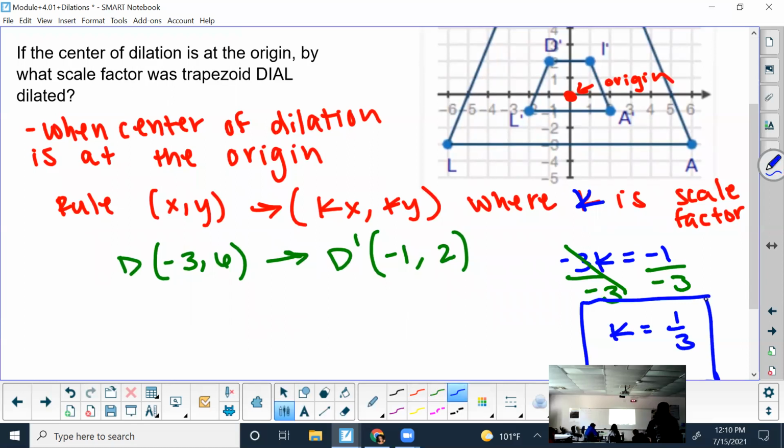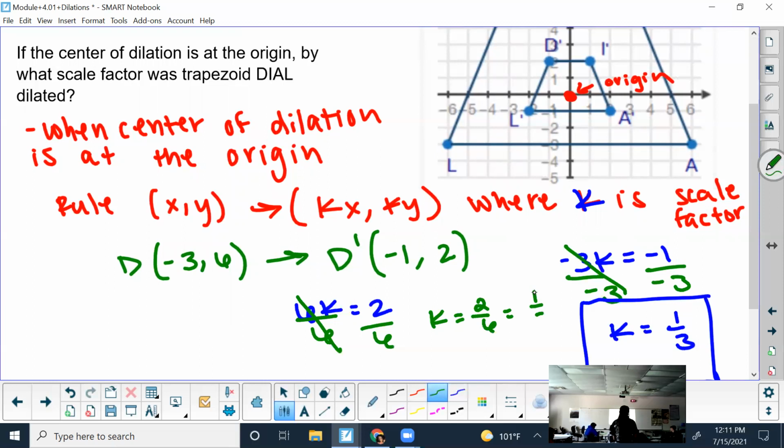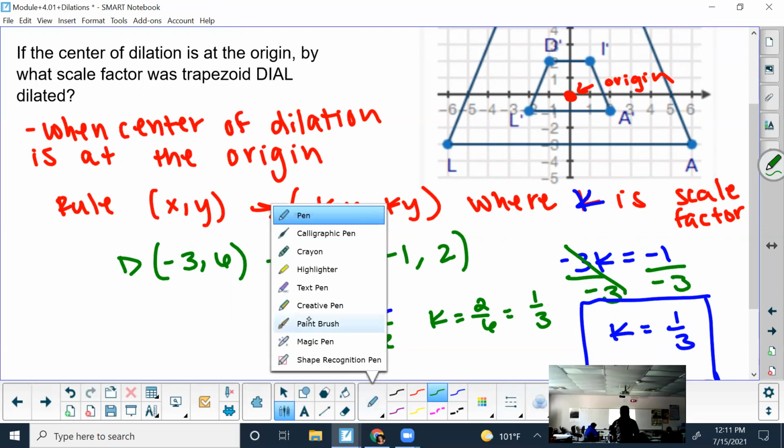But just to show you, we'll test it out with the y coordinate. So I have 6 times k ended up equaling 2. So do the inverse operations. Opposite of multiplying by 6 is dividing by 6. So do that on each side. We get k equals 2 over 6, which simplifies to what? 1/3. So your simplified fraction, or if it's a whole number, that's fine too, is your scale factor. Questions?